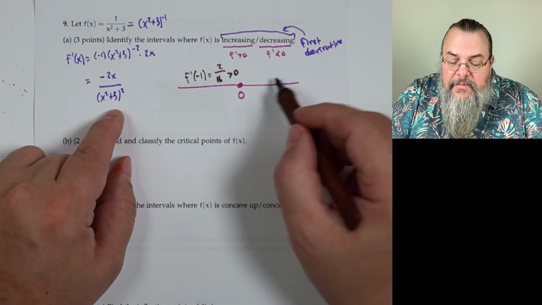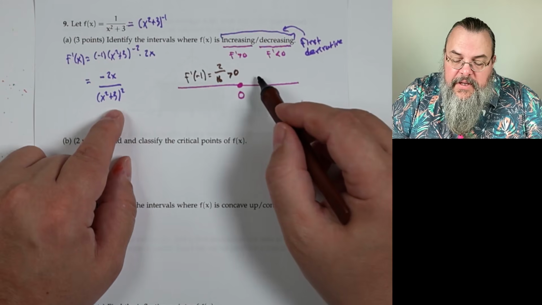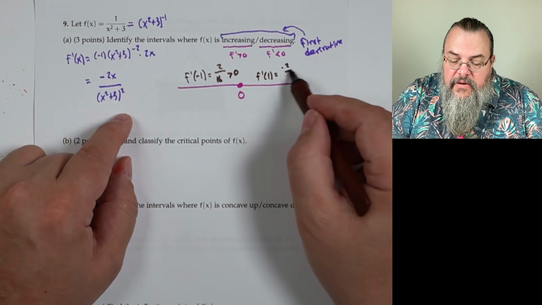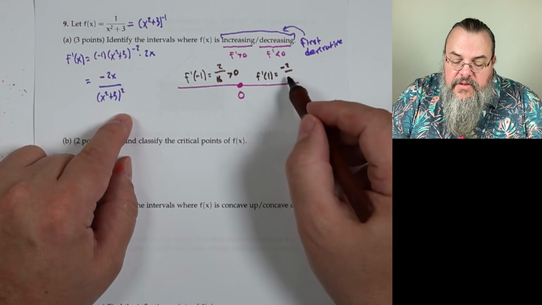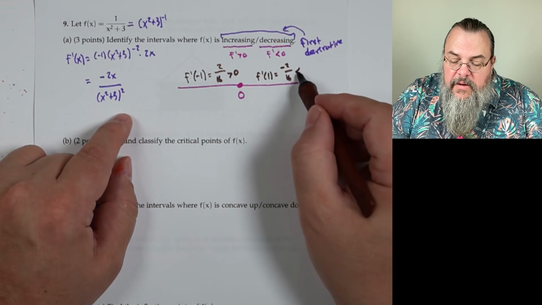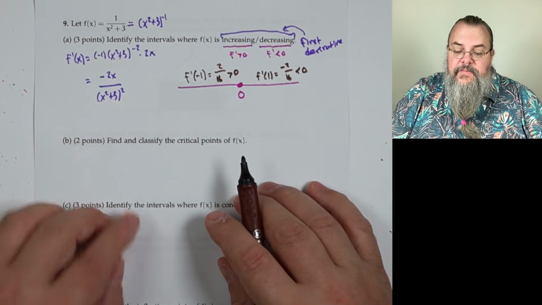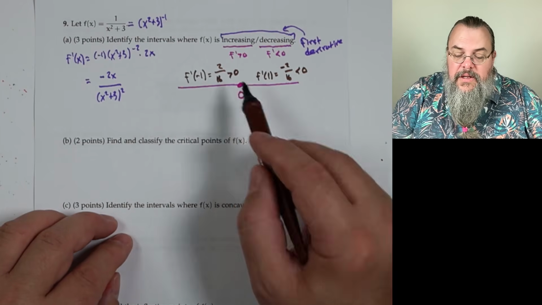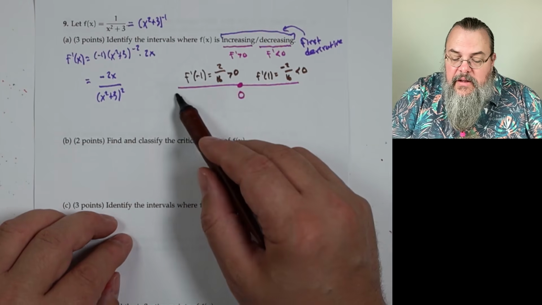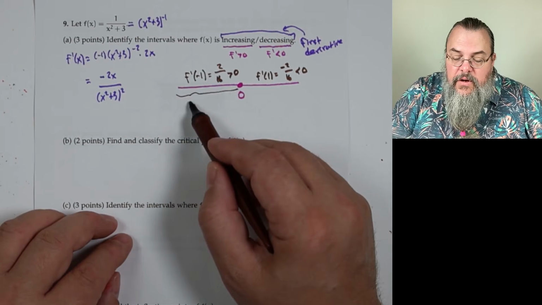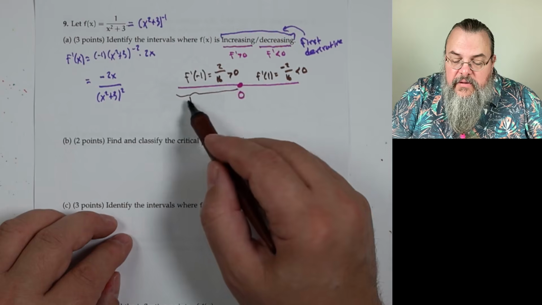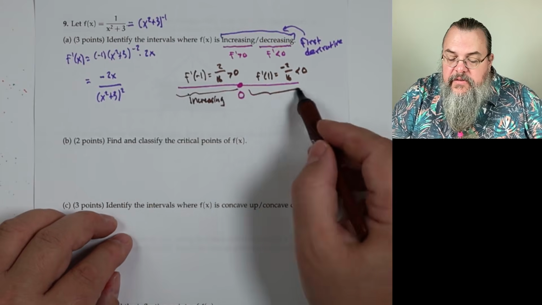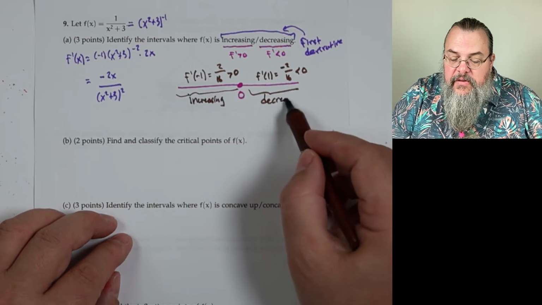Now, what about above 0? Pick a value like, say, 1. Plug it in. Upstairs, a negative 2. Downstairs, we'll get 1 plus 3 squared, 16. Again, we only care about the sign: negative. And once you know the sign at one point, you know it for the whole interval. So to the left of 0, we're positive, so we are increasing. And to the right of 0, we're negative, so we're decreasing.